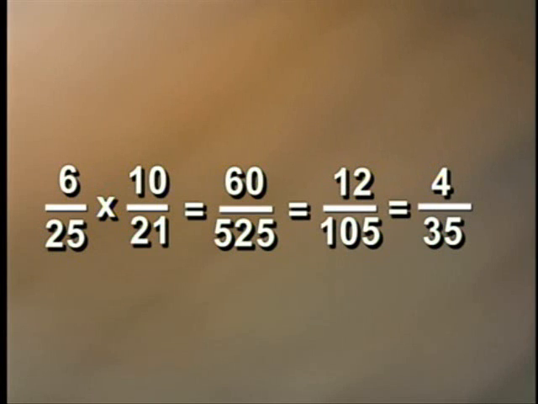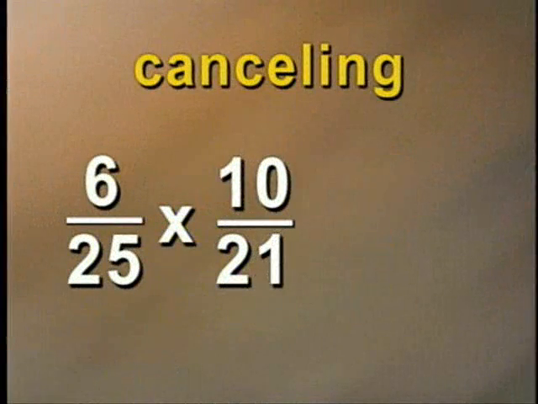But look at the numbers in that problem. Fairly large, 60/525. It'd be nice if we could make the numbers smaller before we even multiply. And that shows us something called canceling. Canceling really is a form of reducing.